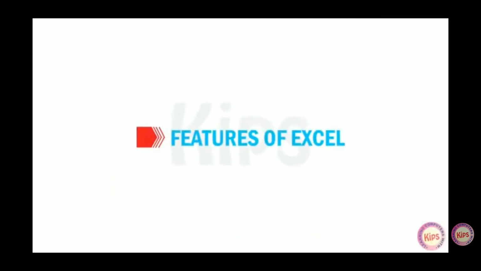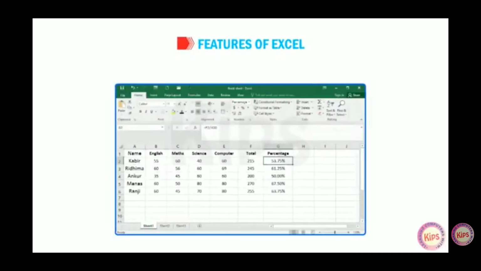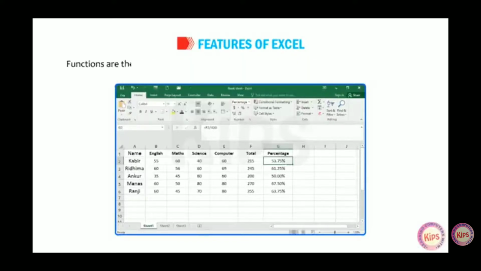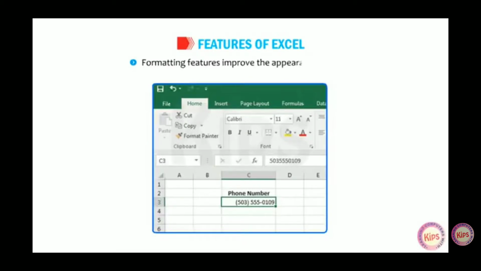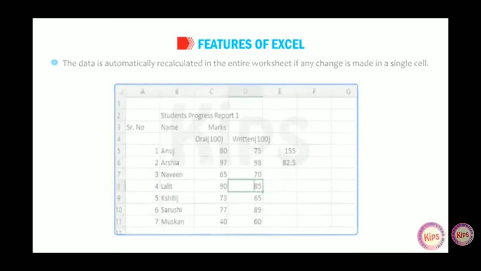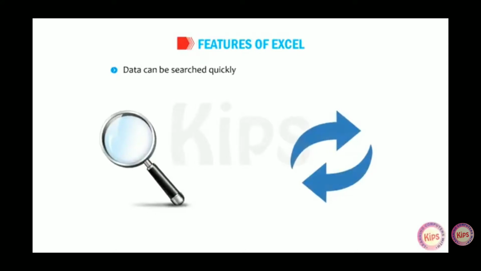Let us discuss features of MS Excel. Formulas are mainly used for performing simple and complex mathematical calculations. Functions are the built-in formulas used for calculating percentage, interest, average, etc. Formatting features improve the appearance of data. The data is automatically recalculated in the entire worksheet if any change is made in a single cell. Data can be searched quickly and if required replaced instantly.